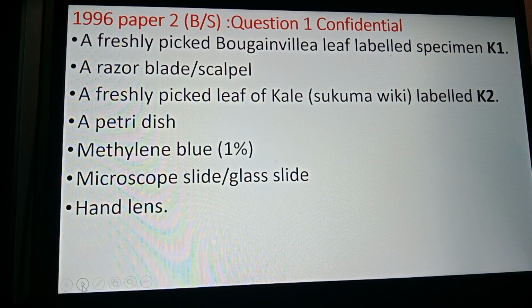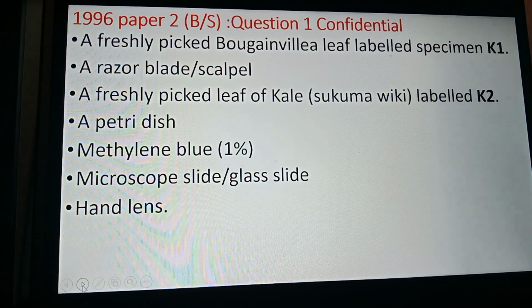a razor blade or scalpel, a freshly picked leaf of kale, skumawiki, locally named, labeled K2, a petri dish, methylene blue or 1% methylene blue, microscope slides, or you can call them glass slides, and a hand lens.